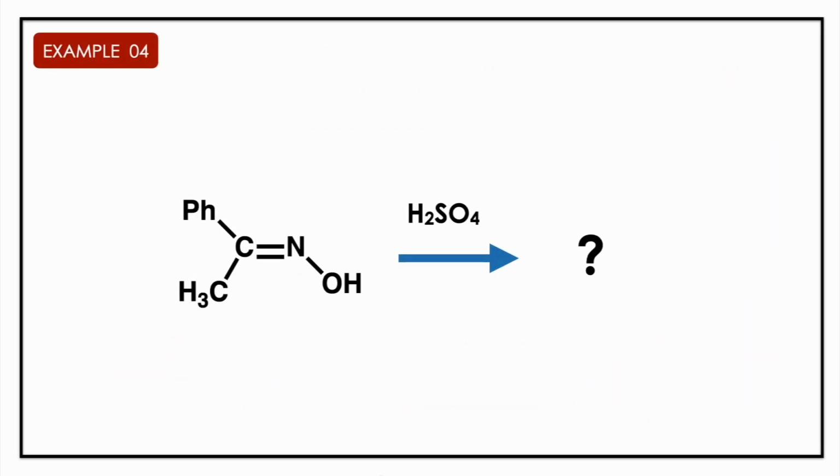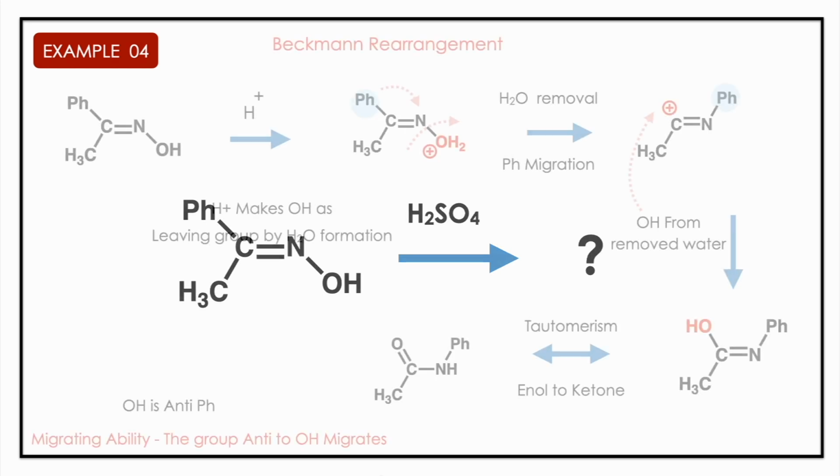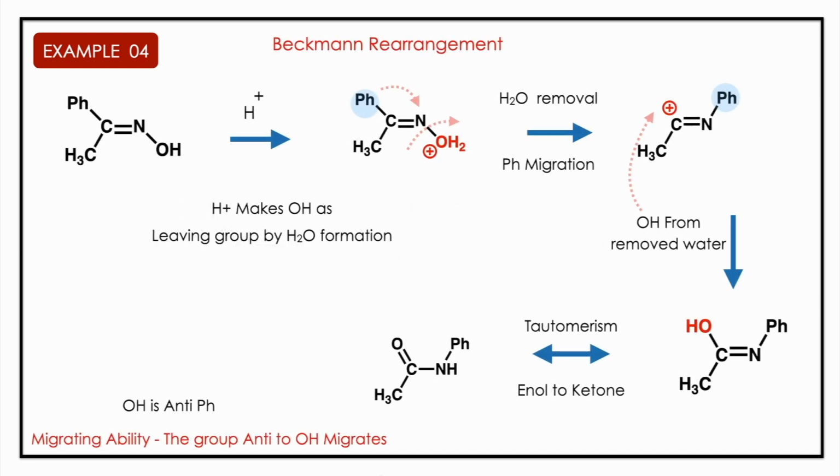Then the next example, you have an oxime. One side it has phenyl, another side it has methyl. You are using sulfuric acid. You should find what will be the final product. Here you have the oxime. You are using the acid, so the oxime OH becomes OH2, that is H2O. It is a good leaving group. The leaving group is assisted by the phenyl.